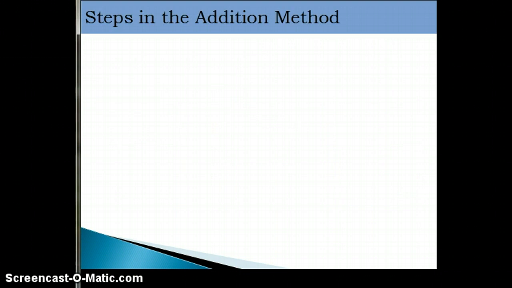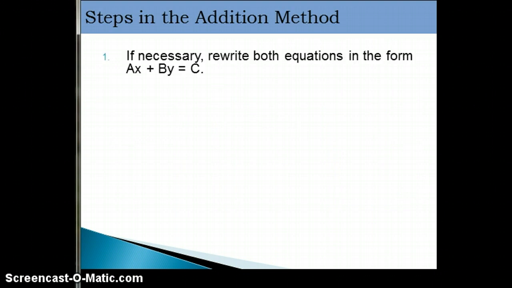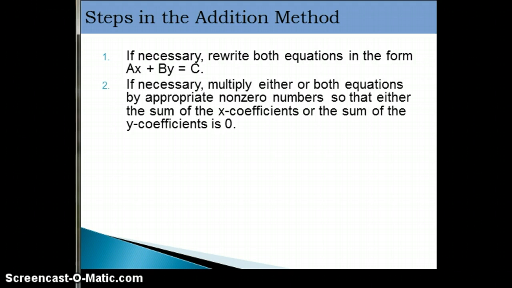Let's look at the steps in the addition method. First, if necessary, rewrite both equations in the form ax plus by equals c. This will put both equations in the same form, which will line everything up nicely to add the equations vertically. The second step is to, if necessary, multiply either or both equations by appropriate non-zero numbers so that the sum of the x coefficients or the sum of the y coefficients is 0.